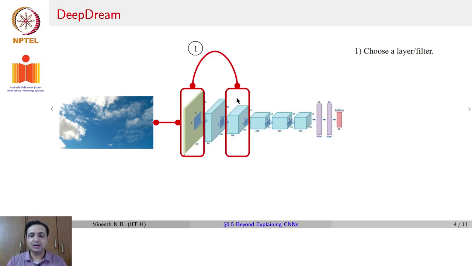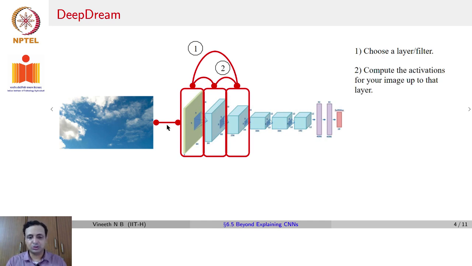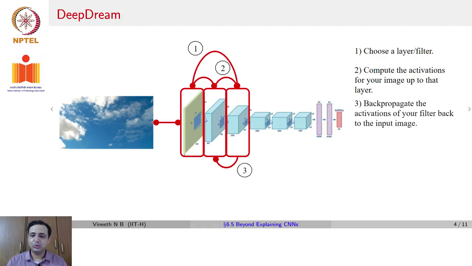Let's choose a particular layer and a particular filter in that layer. Let's say that this is that layer and there's a filter in that particular layer. Now you input the image through the CNN and you forward propagate until that particular layer in the neural network. Once you do that, you backpropagate the activations of that filter back to the input image.